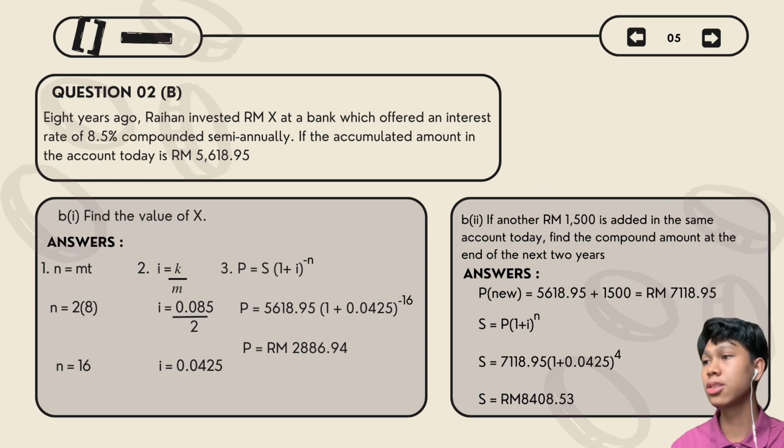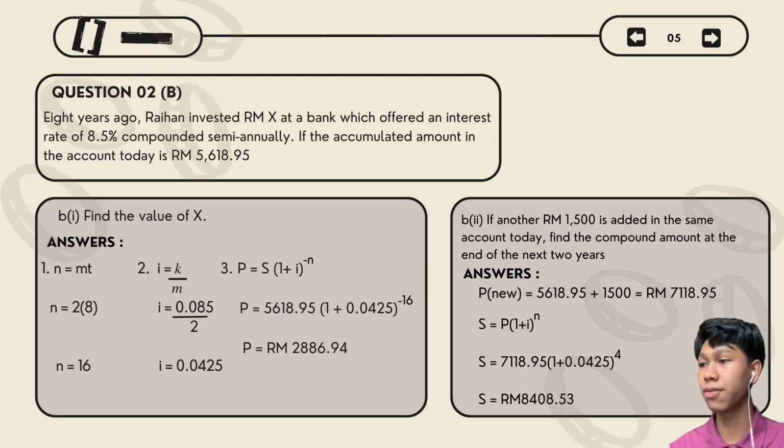The next question is question 2B. 8 years ago, Raihan invested RMX at the bank, which offered an interest rate of 8.5% compounded semi-annually. If the accumulated amount in the account today is 5,618.95 ringgit, find the value of X.